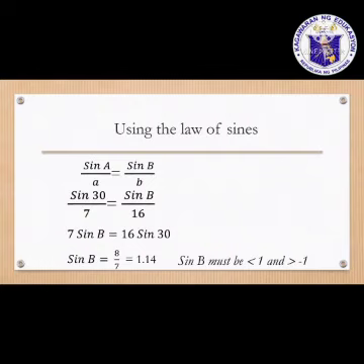Using the law of sines, sine B is equal to 1.14. But in relation to triangles, sine B must be less than 1 and greater than -1. So in this case, no triangle exists.